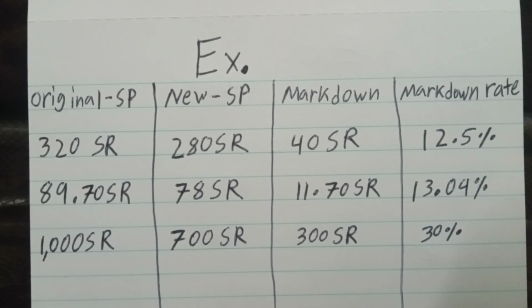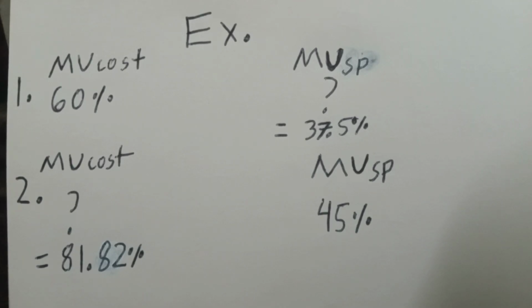And here are some examples for markdown. So for our original selling prices, we have 300 reals, 89.70 reals, and 1,000 reals. And for our new selling prices, we have 280 reals, 78 reals, and 700 reals. So to get our markdown, you just have to subtract the new selling price from the original selling price, which will give us 40 reals, 11.70 reals, and 300 reals. And to get the markdown rate, all you have to do is divide the markdown by the original selling price, which will give you 12.5%, 13.04%, and 30%.